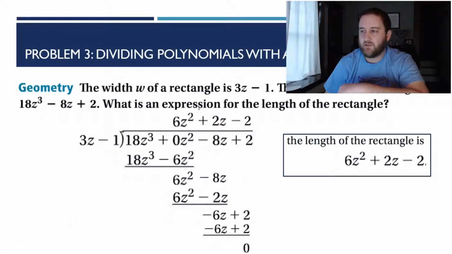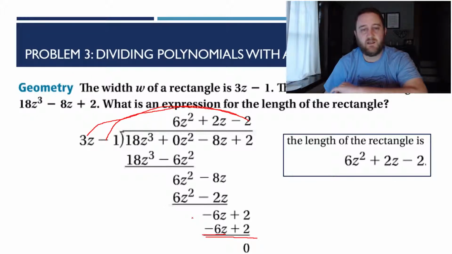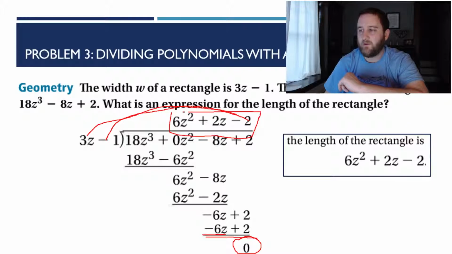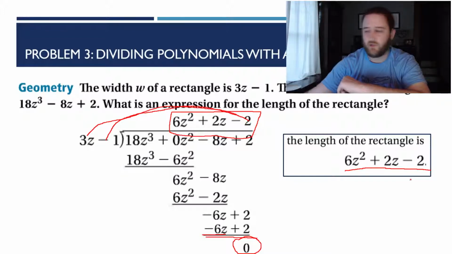So now we're going to distribute again to wrap it up. Negative 2 times 3z is negative 6z. Negative 2 times negative 1 is a positive 2. And then if we subtract negative 6z plus 2 minus negative 6z plus 2, we get a remainder of 0. So we are going to stop here. And our solution, the length of the rectangle, is 6z squared plus 2z minus 2.